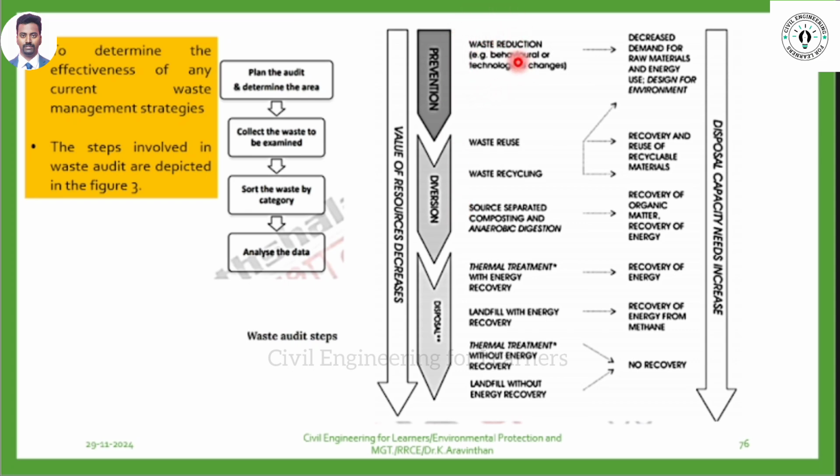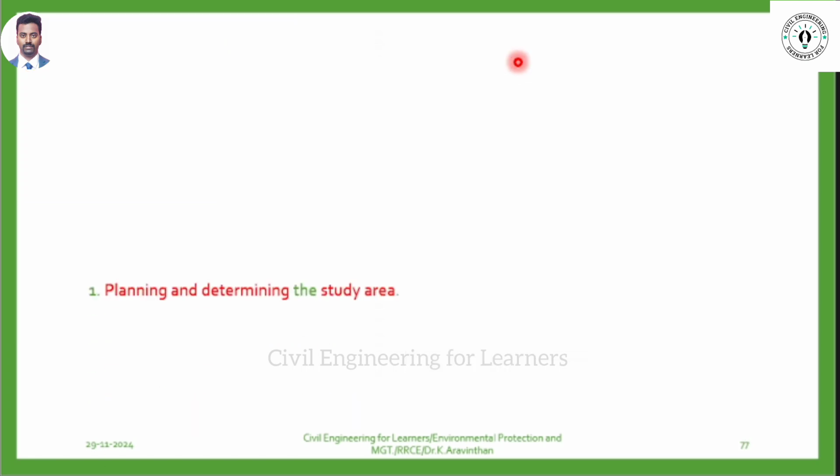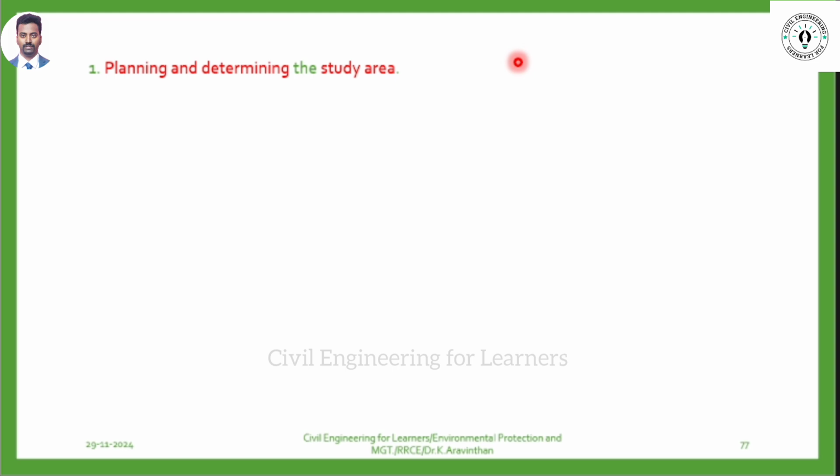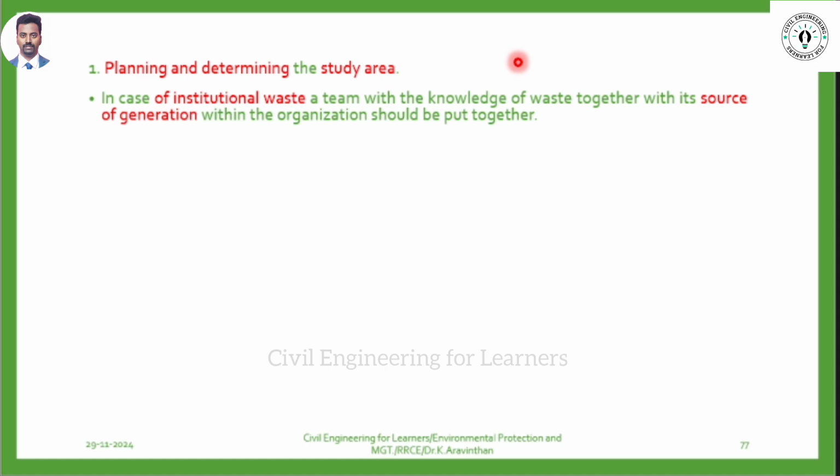So like that you can do waste audit. Waste audit is not only quantifying how much waste they produce. It is a process of separating and using it for other purposes. Yes. There are 3 things to be done in waste audit. First one is the planning stage. In planning and determining the study area, there they should find the source of generation. In the waste audit, where the source of this waste comes from, they should identify first.